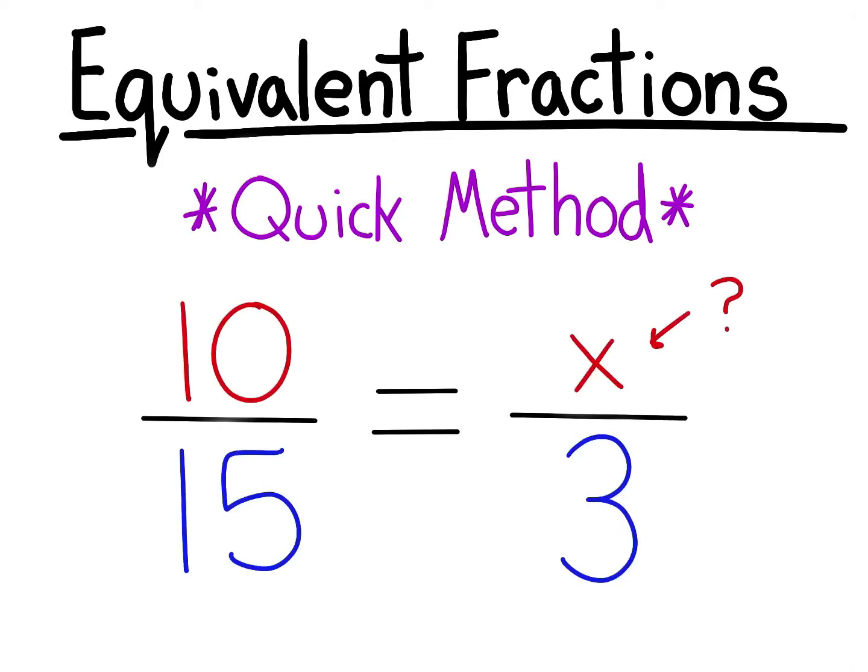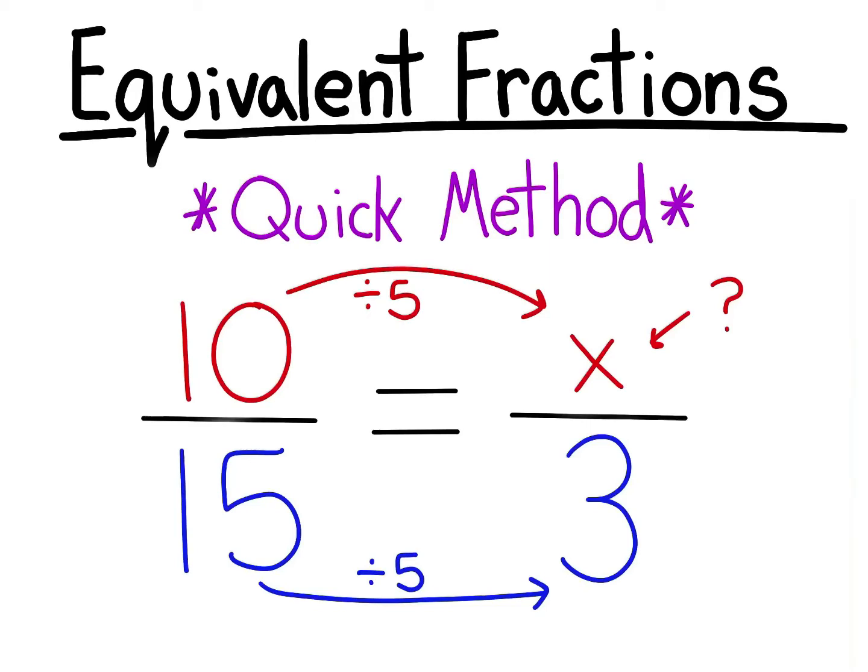Now let's use the strategy with division. We want to find a fraction that is equivalent to 10/15. 15 divided by 5 equals 3. Therefore, we know a denominator could be 3. 10 divided by 5 is 2. Therefore, 10/15 is equivalent to 2/3.